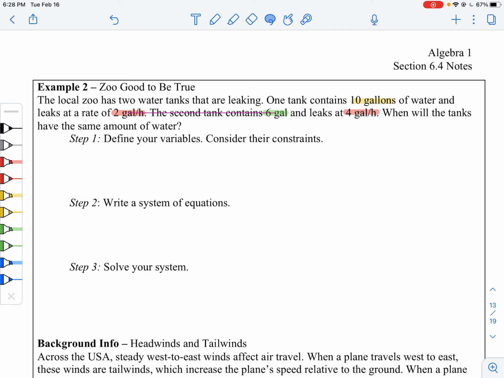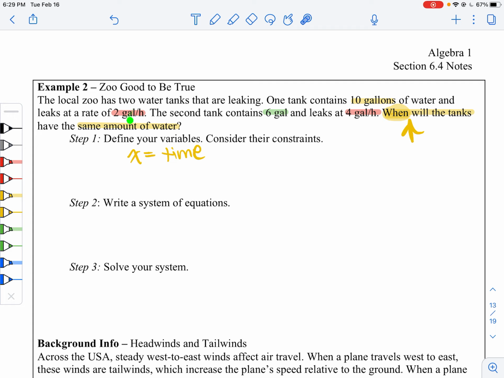Yikes. Okay, so to just kind of think about this real quick, we've got a big tank that's leaking slowly, and we've got a little tank that's leaking quickly. When will the tanks have the same amount of water? Okay, so that's our question. What time will the tanks have the same amount of water? Well, I don't know, but we certainly can find out. So what are we doing here? We want x to represent our answer to the question. When? So x needs to represent time.